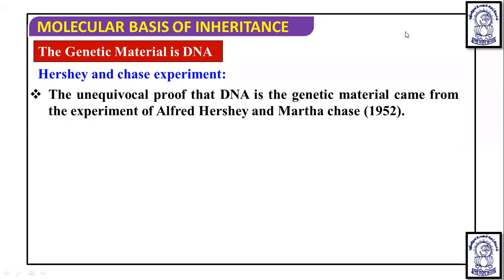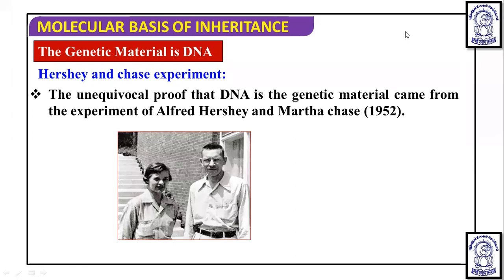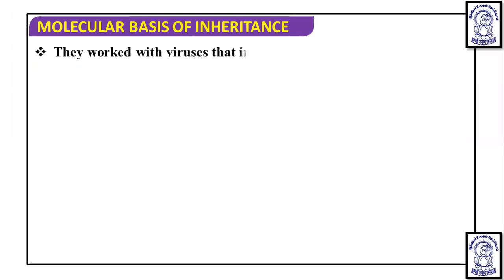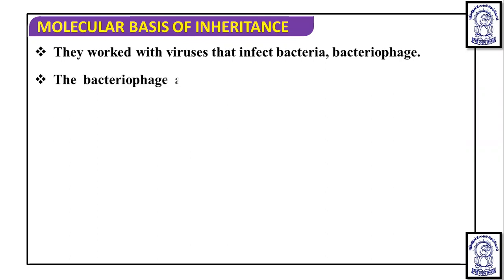This is unequivocal proof, meaning a perfect proof, given by Alfred Hershey and Martha Chase for DNA as a genetic material. This is the pair of them. Now in this they used a bacteriophage. They worked with viruses that infect bacteria, that is bacteriophage.